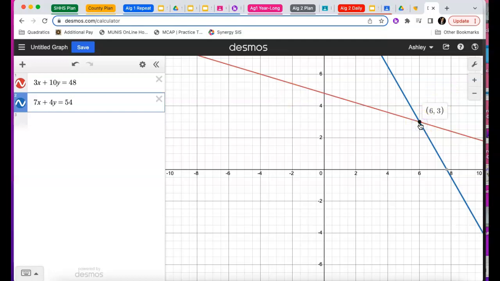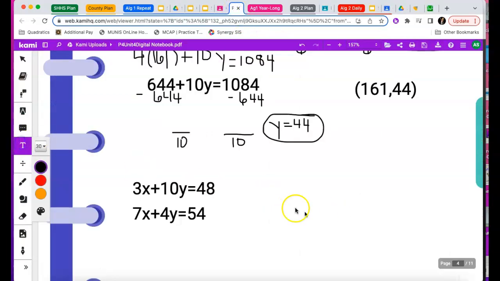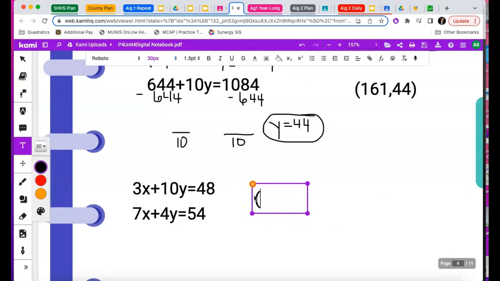Where the lines intersect. So there's a quick way to check your solution. If you're struggling with the elimination part, graph the two equations and find the intersection point, and guess what? That's our answer. So our solution is 6, 3. So this one was very quick, because all we had to do was solve it by graphing, since we couldn't multiply a number by anything to turn our variables into ones to be eliminated.